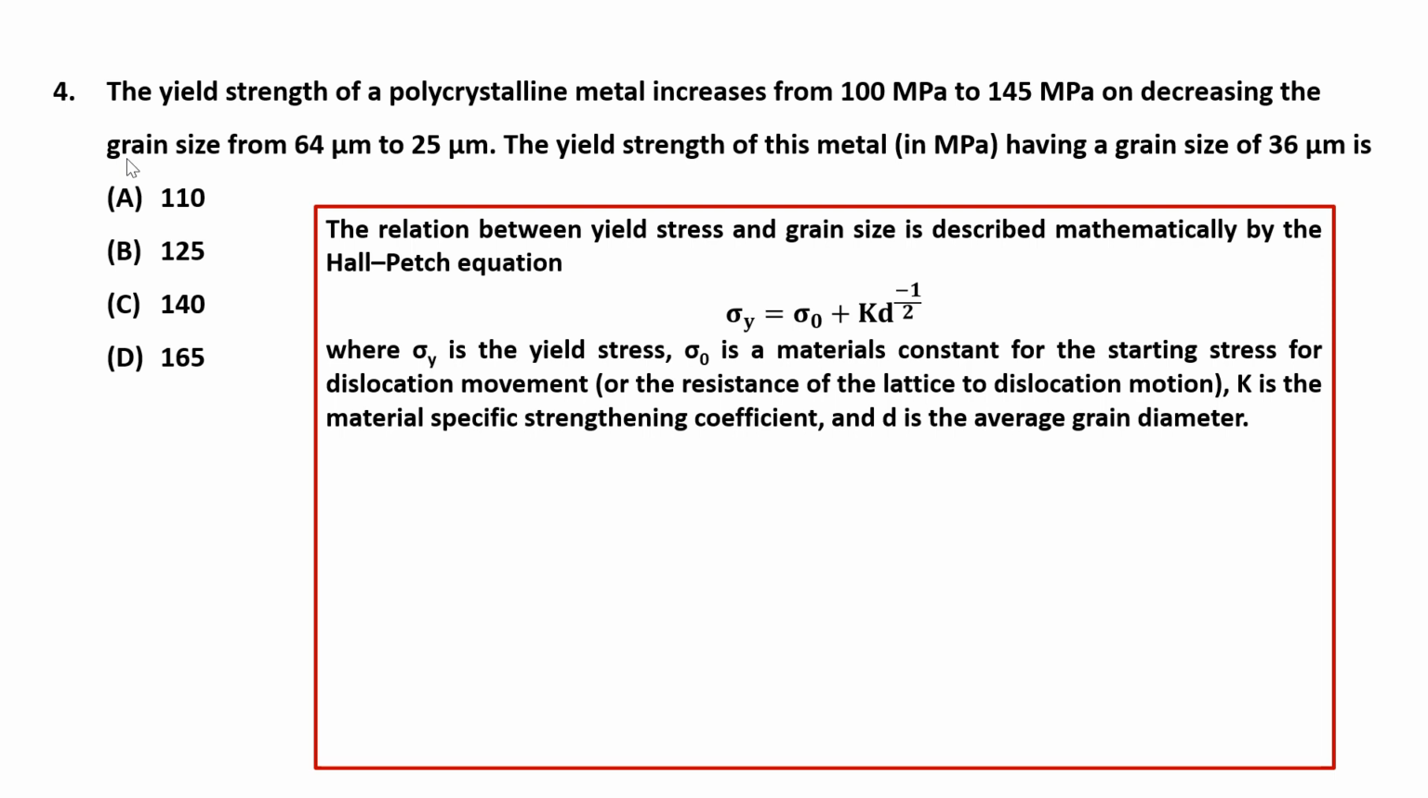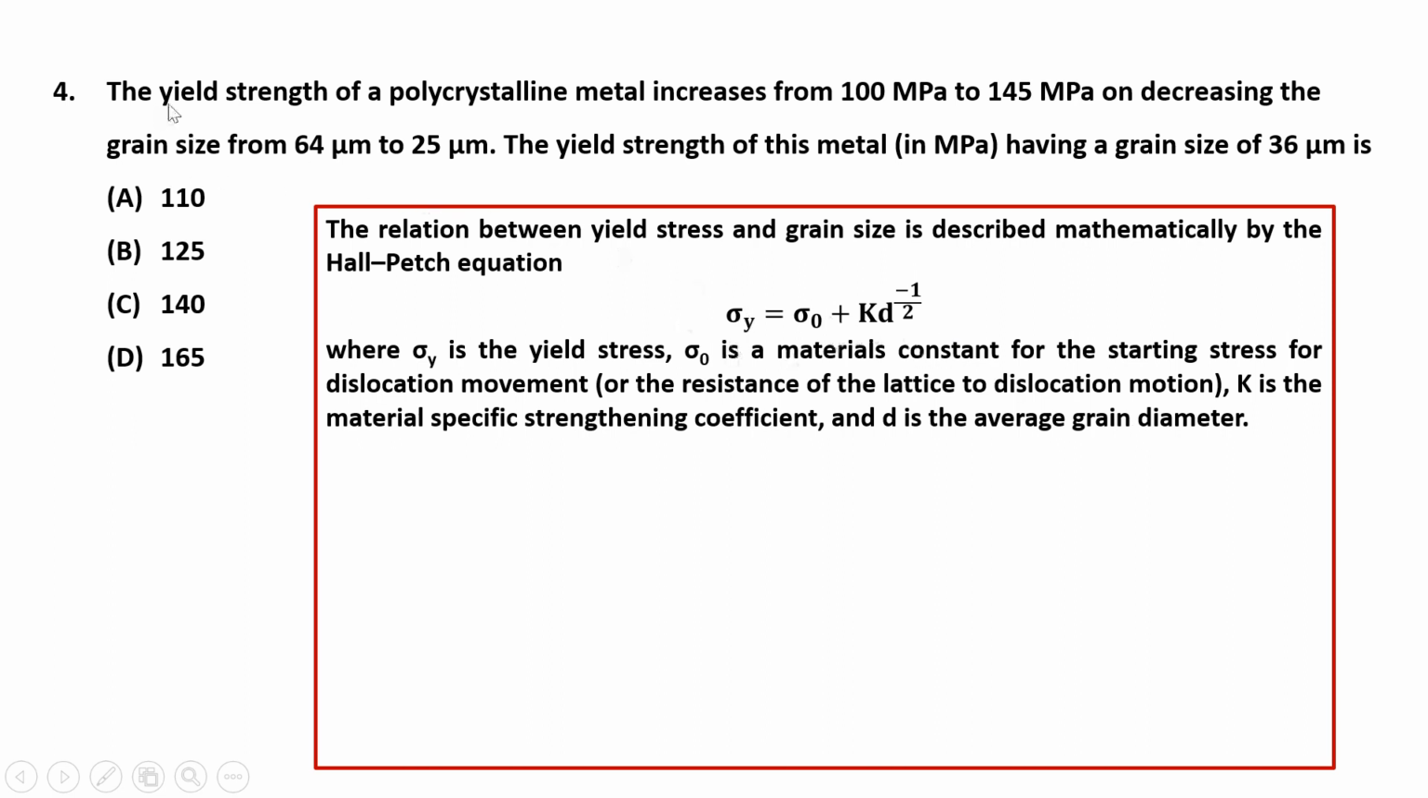If you remember, this relation is given by what is known as the Hall-Petch equation. So sigma y is equal to sigma 0 plus k d raised to minus 1 by 2. So what is sigma y, sigma 0, k and d? Sigma y is the yield stress, and sigma 0 is a material constant for the starting stress of dislocation movement. So only if we provide a stress equivalent to sigma 0, it will start the dislocation movement. And k is a material specific strengthening coefficient, and d is the average grain diameter.